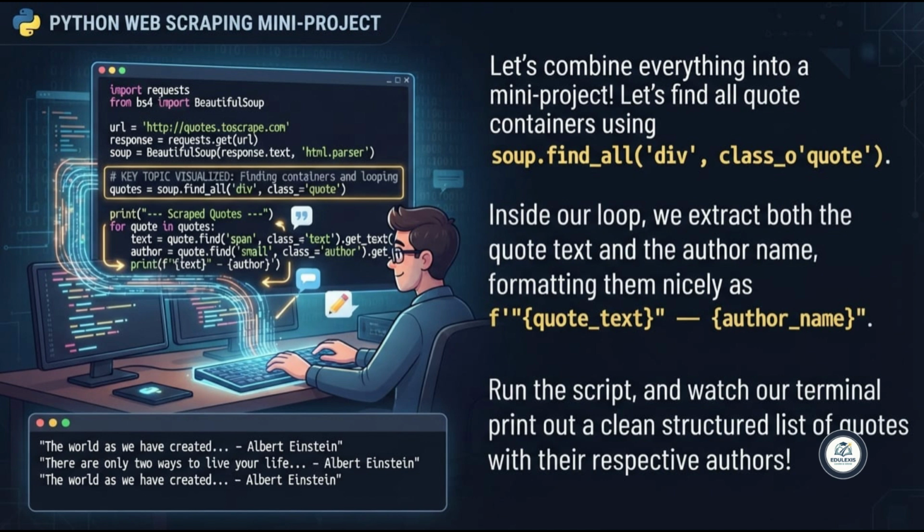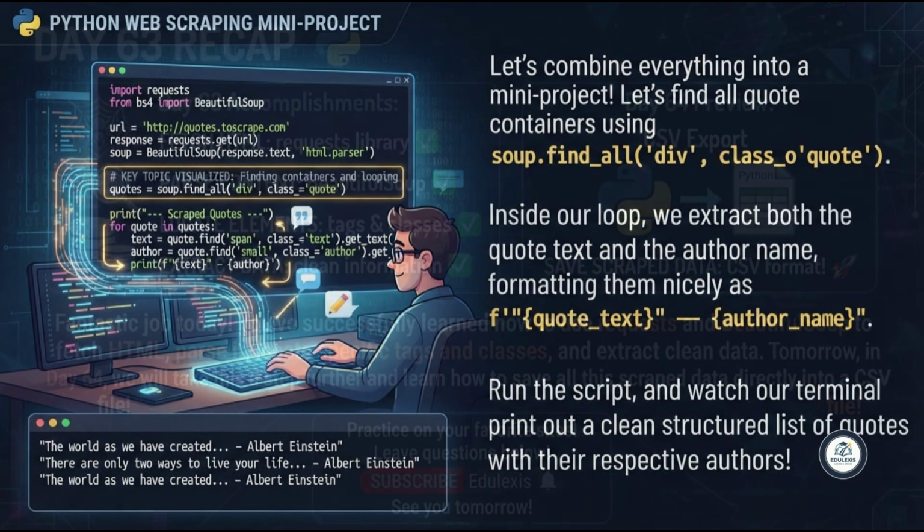Let's combine everything into a mini project. Let's find all quote containers using soup.find_all('div', class_='quote'). Inside our loop, we extract both the quote text and the author name, formatting them nicely as an f-string with quote_text and author_name. Run the script, and watch our terminal print out a clean structured list of quotes with their respective authors.